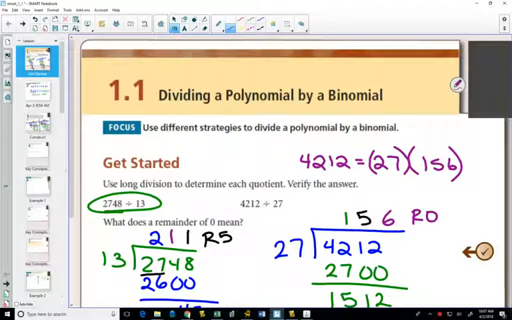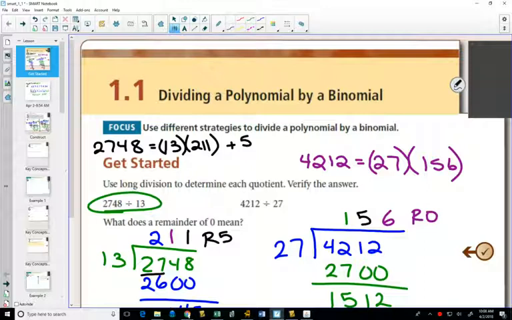When it didn't work out perfectly, when we had our remainder of 5, what can we say about this first one? Well, this first one, 2748, it's equal to 13 times 211, and it didn't quite work out perfectly. There's still 5 more that were needed to make this work. That's what that first question was telling us. That the closest we could get is 13 times 211, but we'd still have a remainder of 5.